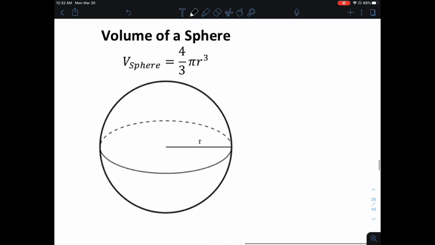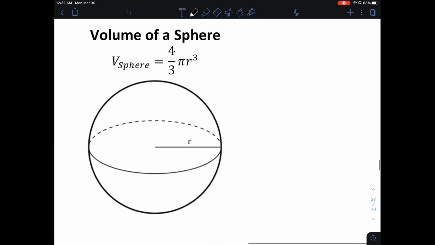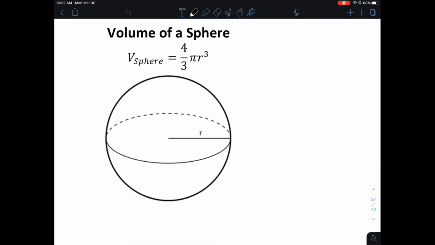All right, how to find volume of a sphere? Well, it is 4/3 times pi times the radius cubed. It's very similar to pi r squared, the area of a circle, but it's pi r cubed because it's volume, and it's 4/3 of that.